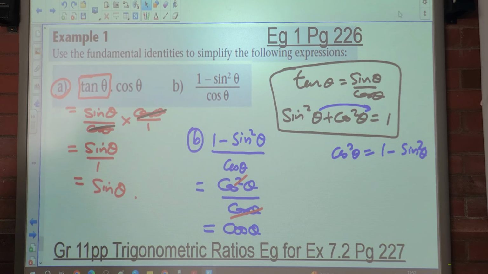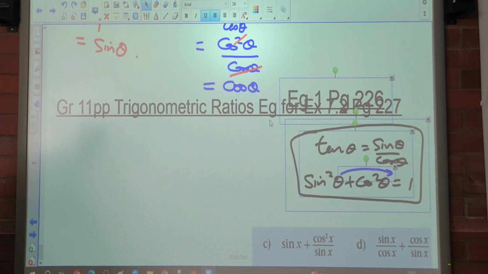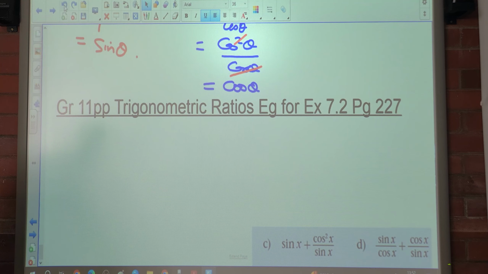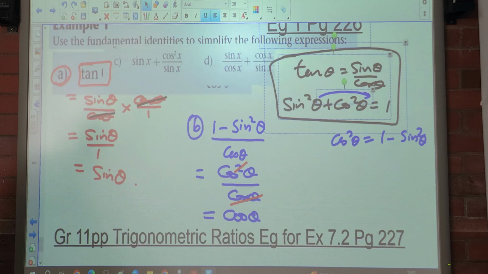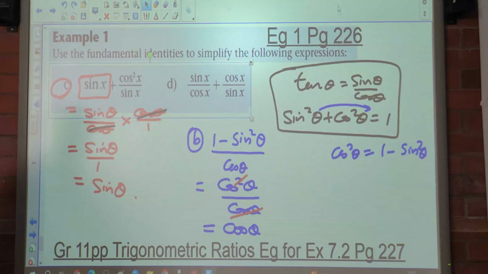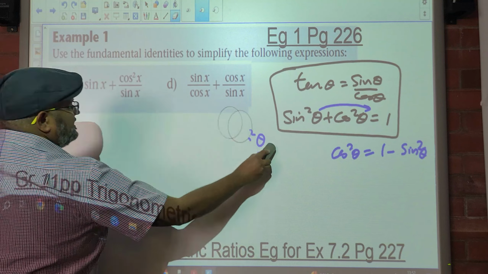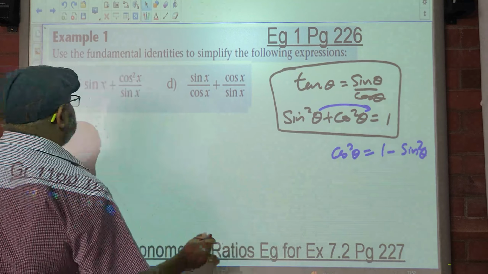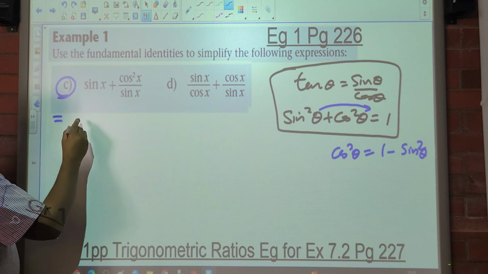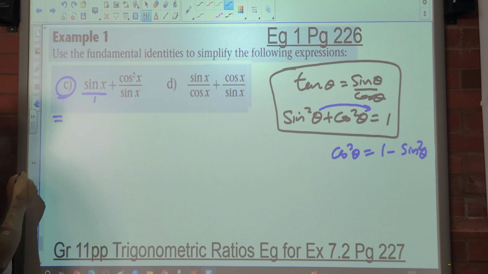Alright, so okay, let's carry on. There's a C as well. Okay, so let's take this back. Let's look at C. In C, we got sine x plus cos squared x over sine x. So what are we going to do here? We're going to find an LCM here.